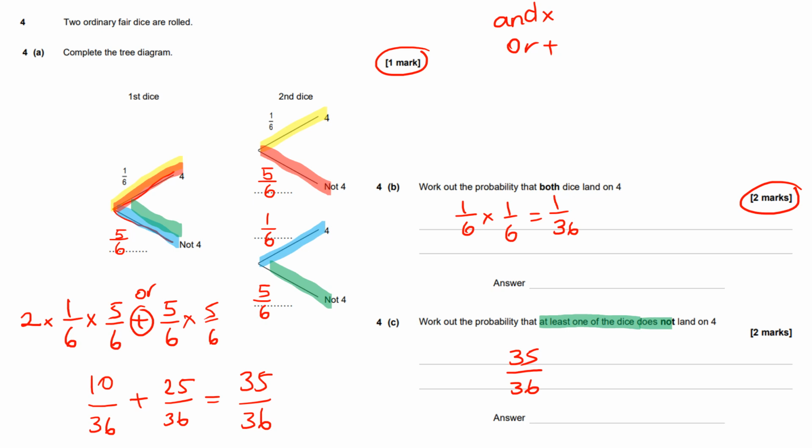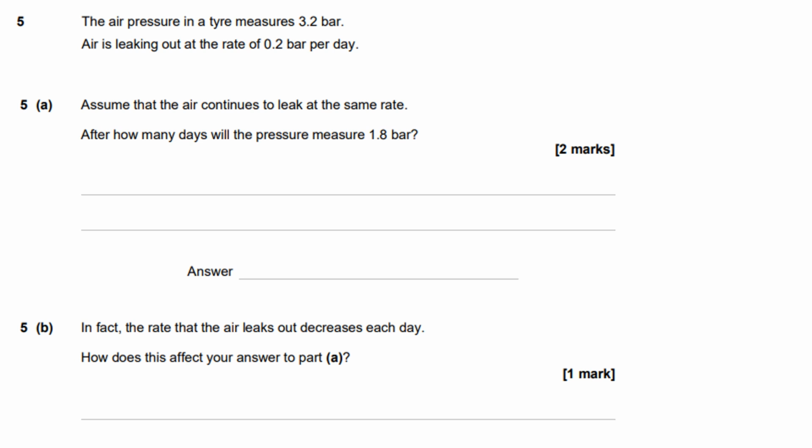And this is how we get 2 marks from this question. Okay, question 5. The air pressure in a tire measures 3.2 bars. Air is leaking out at the rate of 0.2 bar per day. Assume that the air continues to leak at the same rate, so every day it's going to be 0.2 bar a day. After how many days the pressure is going to measure 1.8 bar.